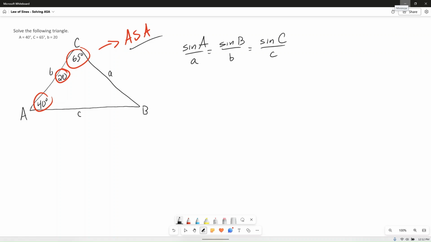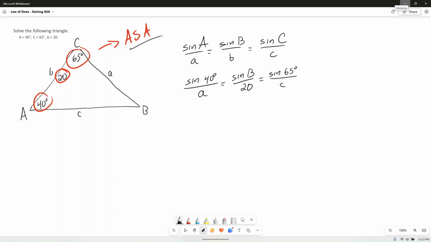Let's go ahead and put the values in there that we know. We know angle A is 40 degrees, so that gives me the fraction sine of 40 degrees over A, but I don't know side A. For the B's, I know side B, so I'm going to have the sine of angle B over side B, which is 20. And for the third fraction, the C's, I know angle C, so sine of 65 degrees over side C.